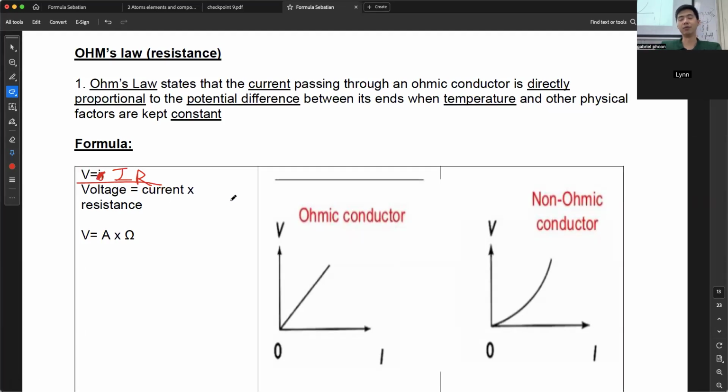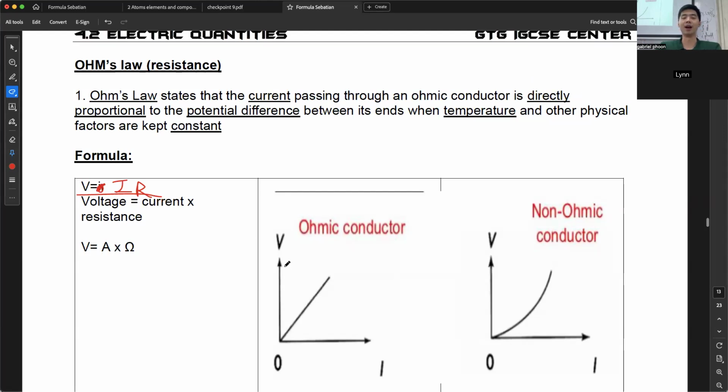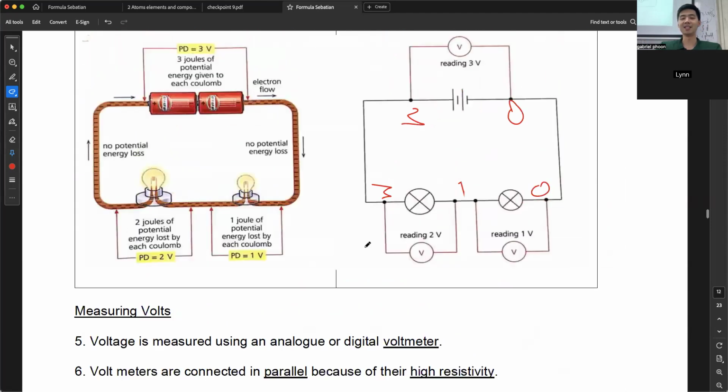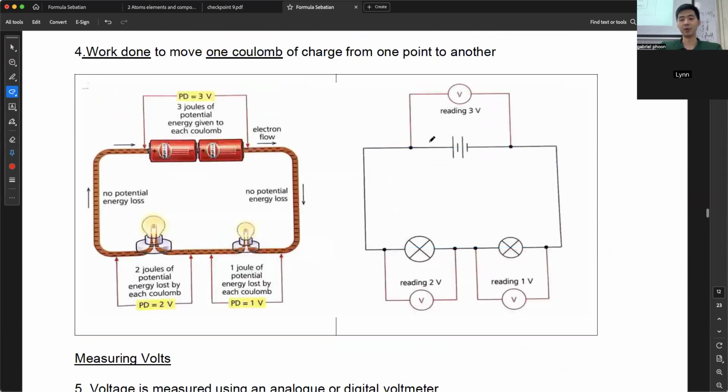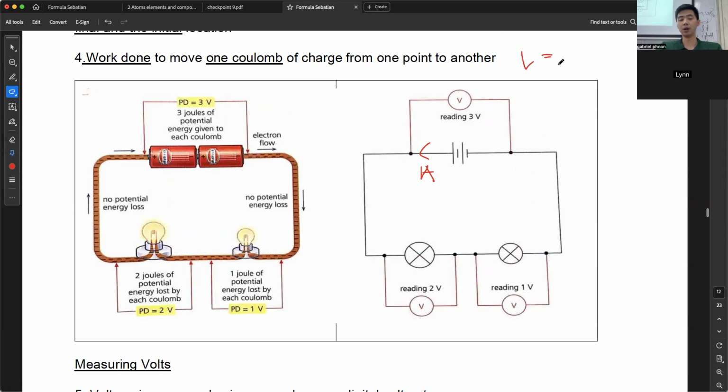V equals IR is a very, very important formula that you use to calculate either the voltage, resistance, or current. Let's say, for example, there is a total of 1 ampere of current flowing here. According to the V equals IR formula, I can find out the total resistance here. How much will the total resistance be if I have voltage 3 and 1 ampere? It's 3. So I know for a fact that this thing here will be 2 ohms and this thing here will be 1 ohm.